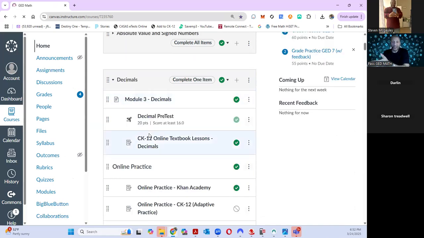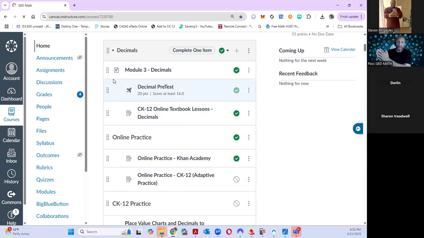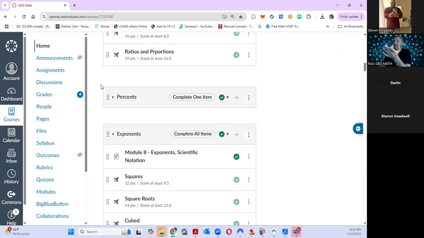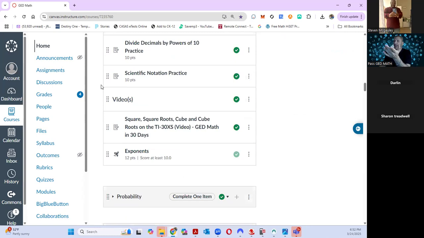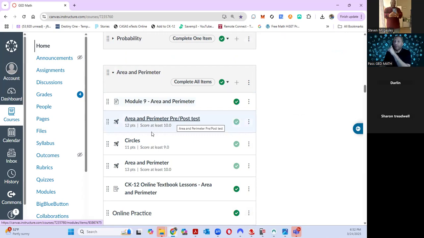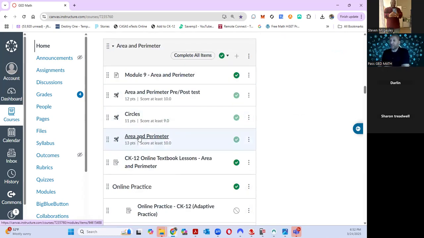Most people can identify what the radius is and plug it into pi r squared. Most people can do that. But one of the most missed questions on the GED is to solve for the radius or diameter given the area or circumference. So I have ratio, proportions, percents, exponents, probability, and area and perimeter, with pre and post tests. I have a specific test for circles and a specific test for area and perimeter.